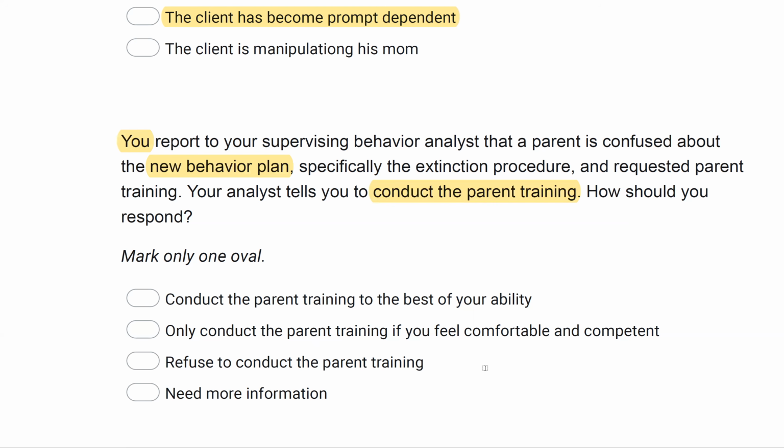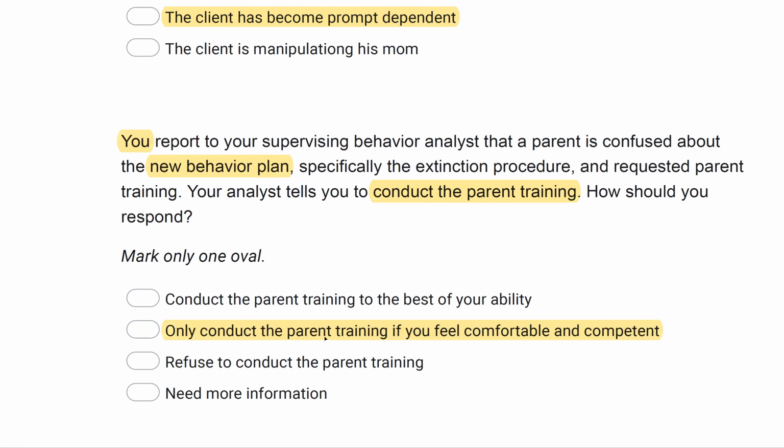C, refuse to conduct the parent training. No, it's a stipulation, right? This isn't black and white. It isn't go in and conduct it no matter what, and it isn't refuse it no matter what. It's make a decision. If you're comfortable, if you're competent, then go ahead and do the parent training. So what we're looking for is B.